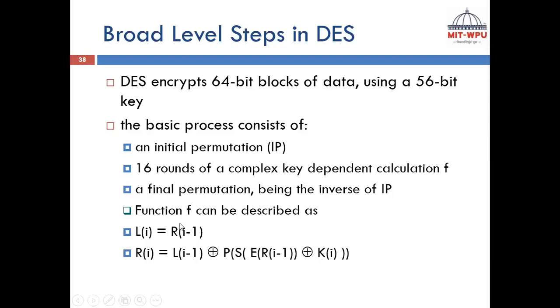two parameters called Li and Ri minus 1. L and R stand for left and right text, plain text, we got it. So we operate on that. On the left side, Li is nothing but Ri minus 1. So that is the text we just assign, whereas the R is the function, which is a little bit complex. We are not explaining it, where it has used the P and S boxes, whereas E encrypting is there, and then there's a key generation also.